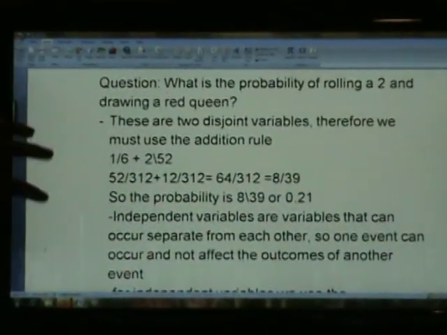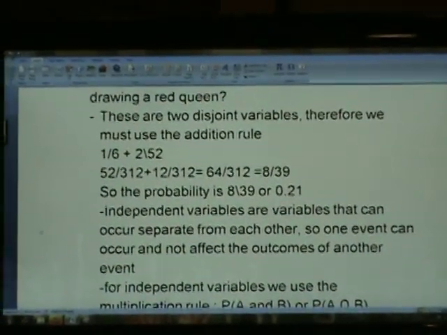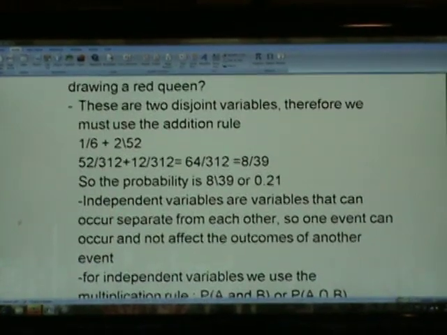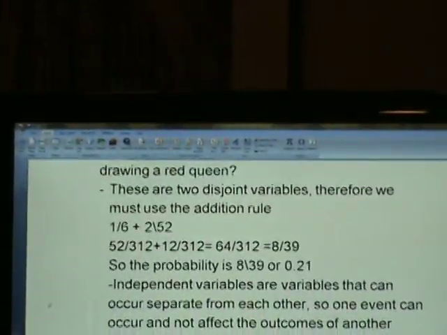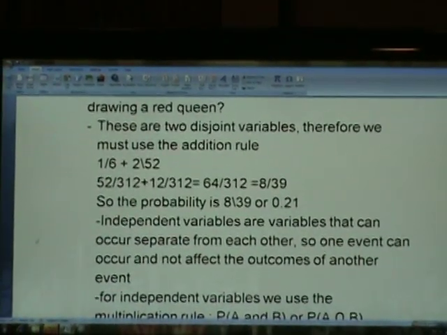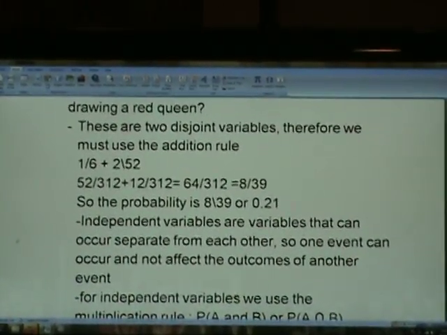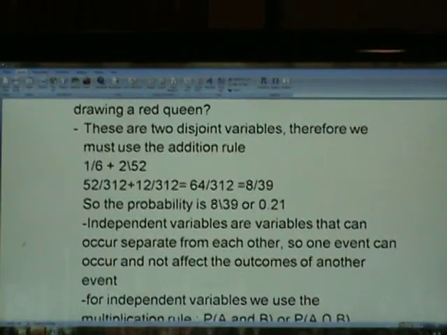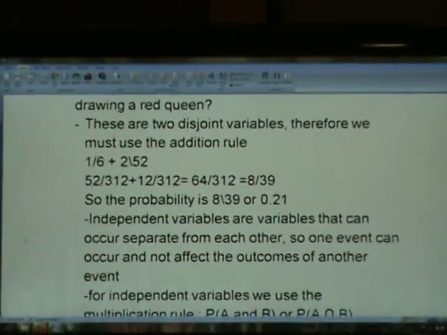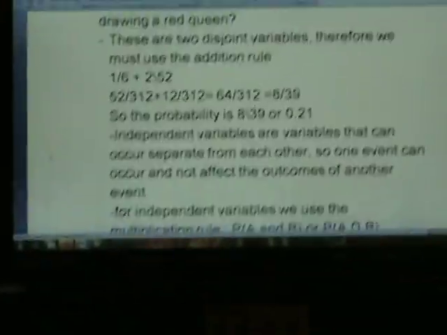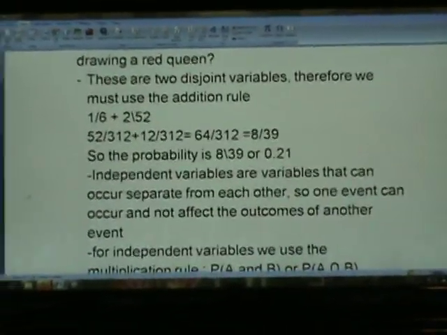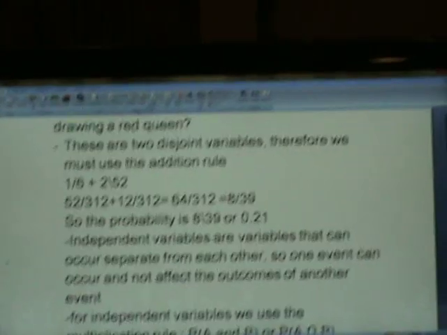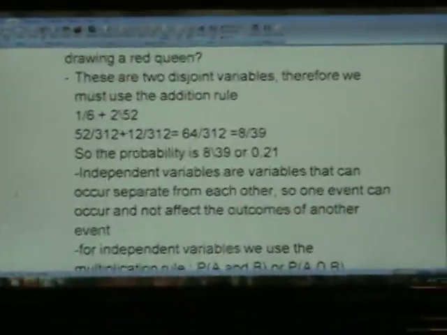So, the probability of rolling a 2 is 1 over 6, and the probability of drawing a red queen, which means that we can either draw a diamond queen or a heart queen, is 2 over 52. When we add these two probabilities together, we get 8 over 39, so the probability is 8 over 39, or 0.21.